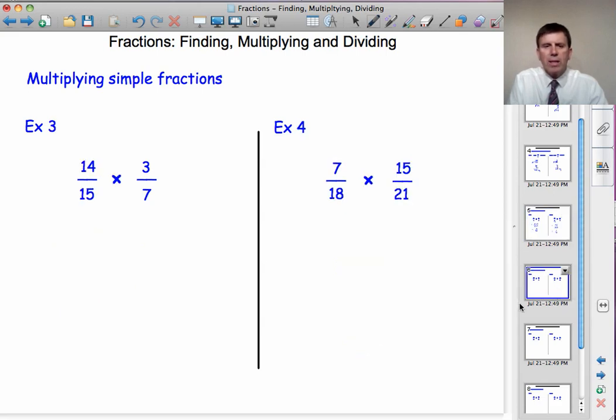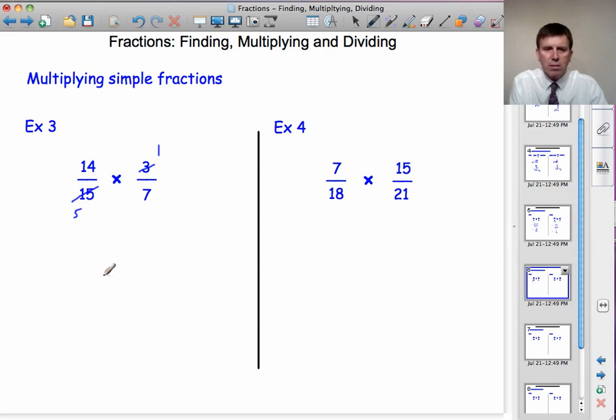Moving on now to examples 3 and 4. Can we see anything that cancels? 14 over 15 times 3 over 7. Is there anything on the top and bottom that have a common factor? Yes, 3 and 15. 3 goes into both of those. So I can say 3 goes into 3 once, 3 goes into 15 5 times.